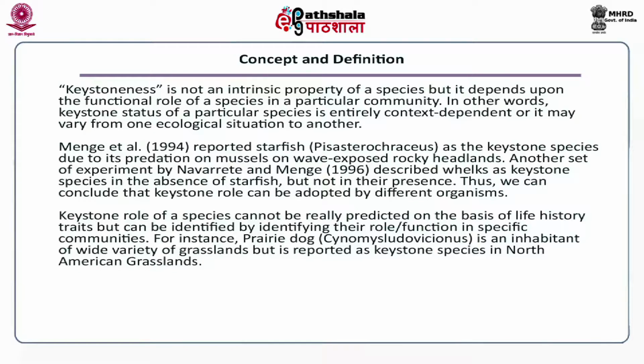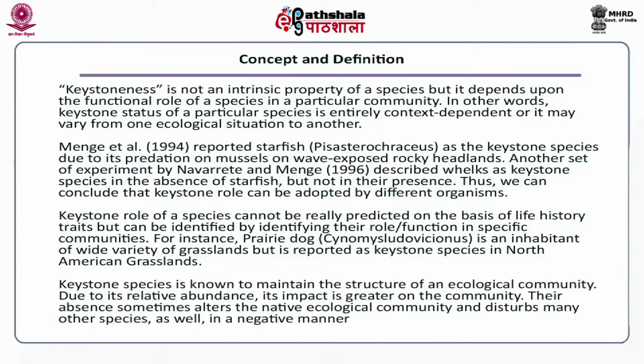The keystone role of a species cannot really be predicted on the basis of life history traits, but can be identified by identifying their role or functions in a specific community. Let me give you some examples. The prairie dog is an inhabitant of a wide variety of grasslands, but is reported as a keystone species in North American grasslands. Keystone species are known to maintain the structure of an ecological community.